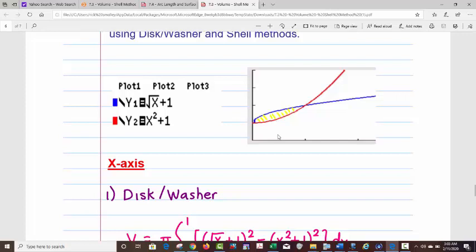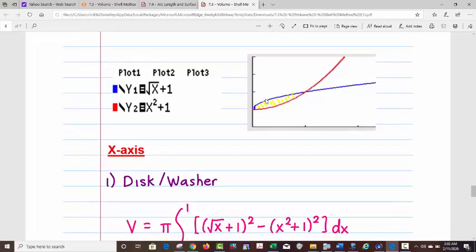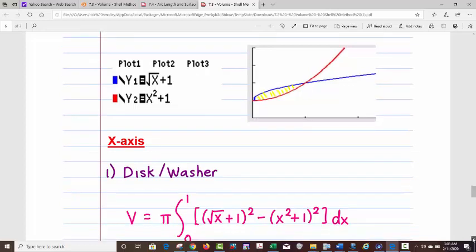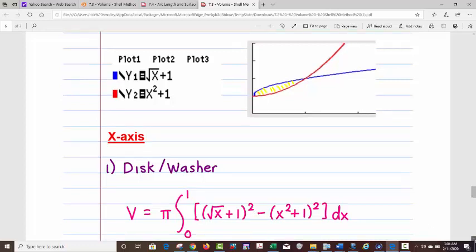So what we're going to look at is essentially outer radius minus inner radius, in this case coming from the x-axis. So the outer radius would be the square root of x plus 1, the blue line. The inner radius would be x squared plus 1. And then the limits of integration will be on the x-axis. So this formula uses pi, and it'll be 0 to 1. And so, like I said, the square root of x plus 1 will be squared, because it's big R squared minus little r squared, minus x squared plus 1 squared. That would be the disc washer method.